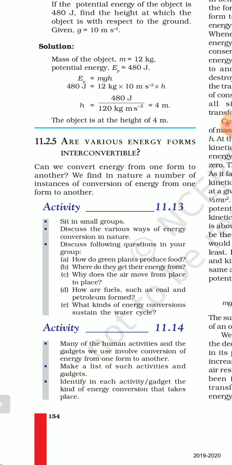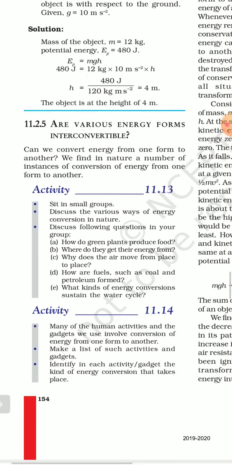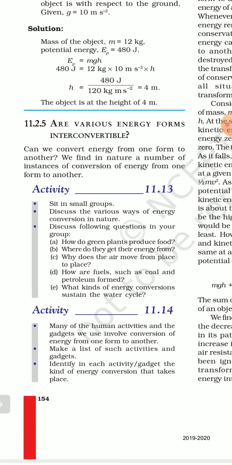And see, why does the air move from place to place? Okay, D is given: how are fuels such as coal and petroleum formed? So how do coal and petroleum form? It is formed from the mass of living organisms. Okay, E: what kind of energy conversion sustains the water cycle?